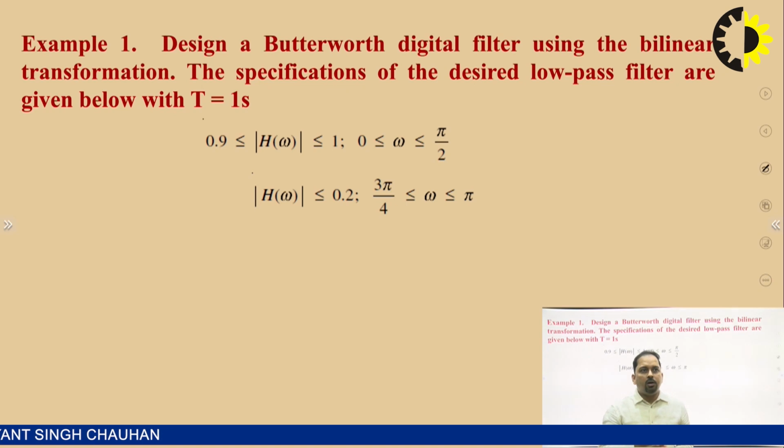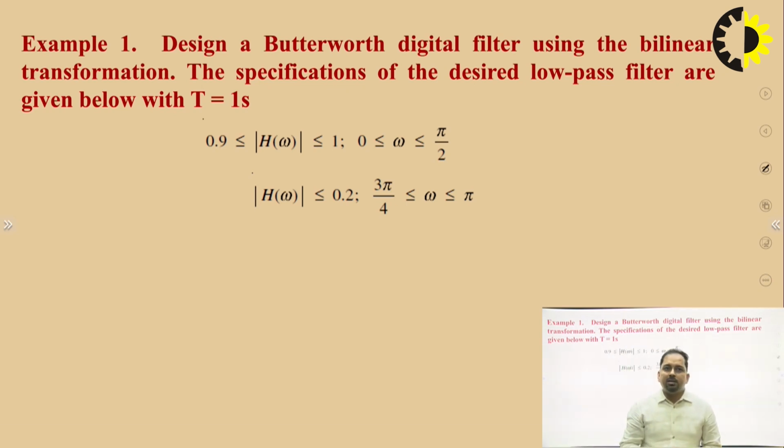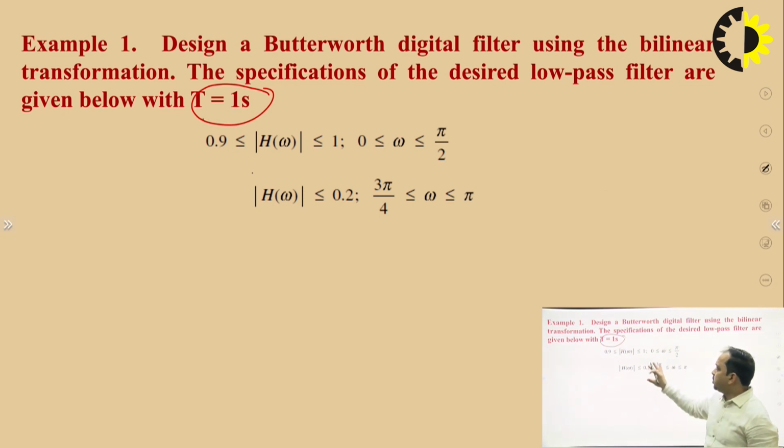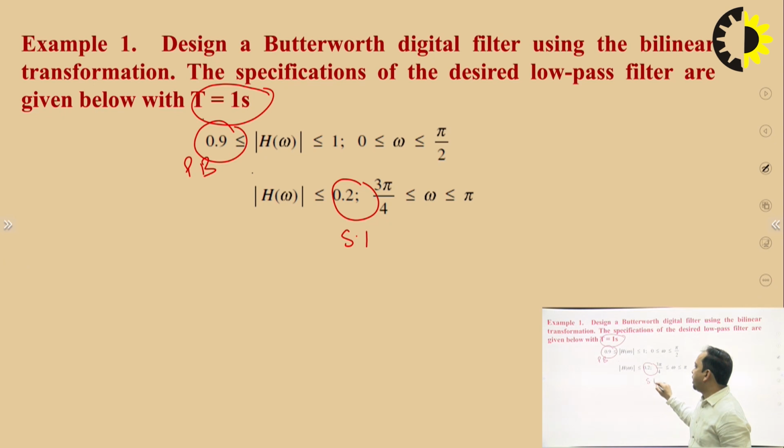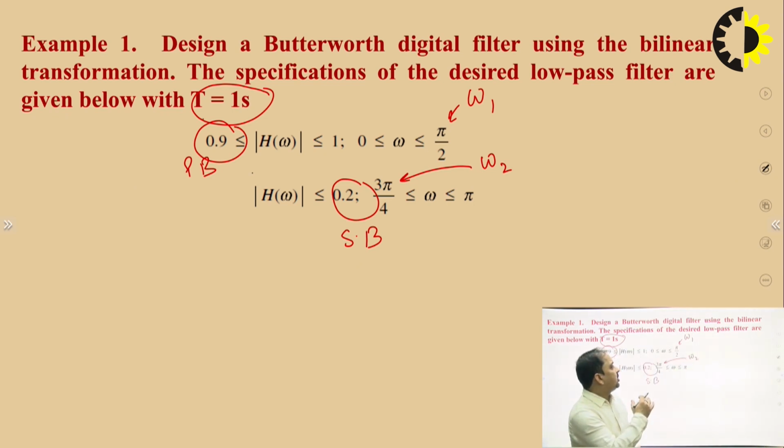On this particular topic, we'll have one numerical: we need to design a Butterworth digital filter with the help of BLT, bilinear transformation, and the frequency specifications for the desired digital low pass filter are known, with T equals 1 second. From this frequency specification, it is clear that we have the attenuation in the pass band and the attenuation in the stop band. Also, we'll be able to see what omega 1 and omega 2 are. So we can directly check what type of frequency response is given.